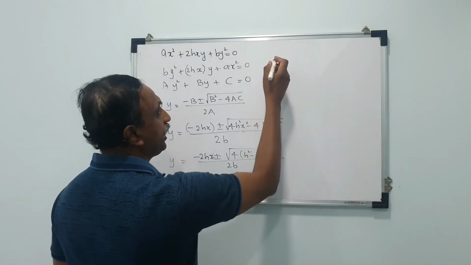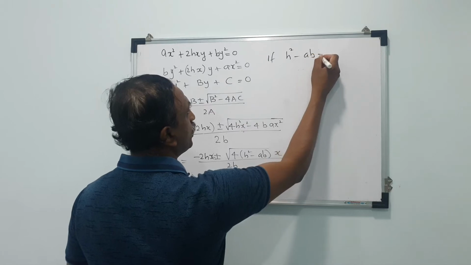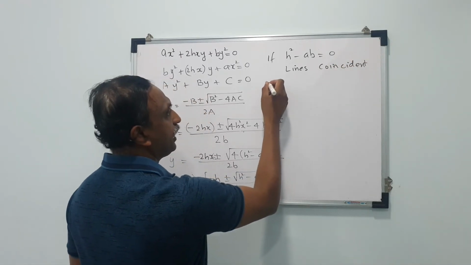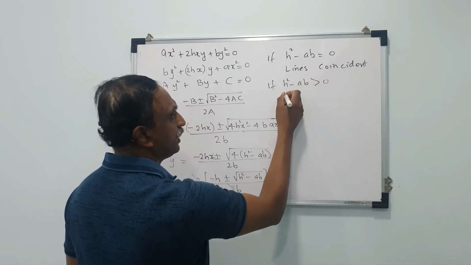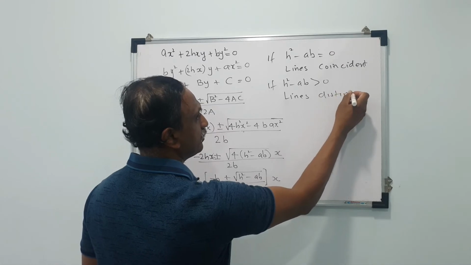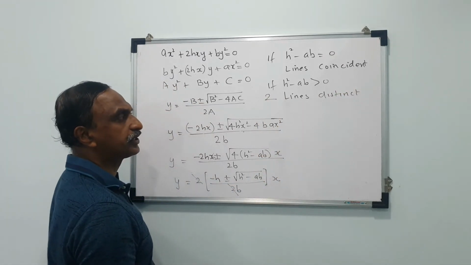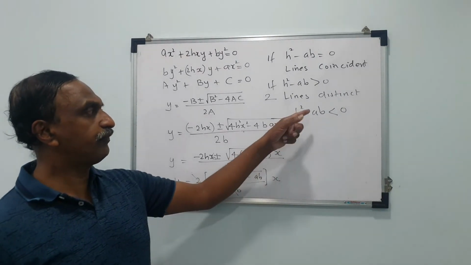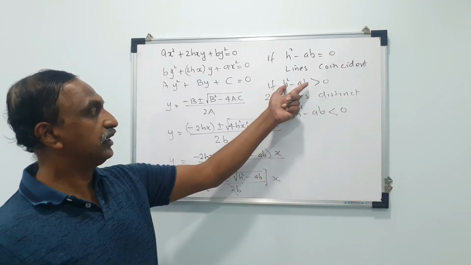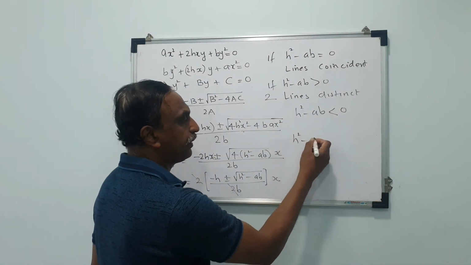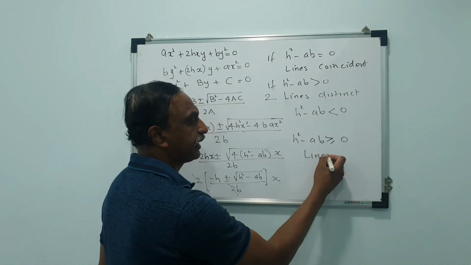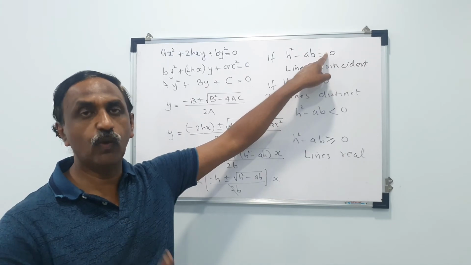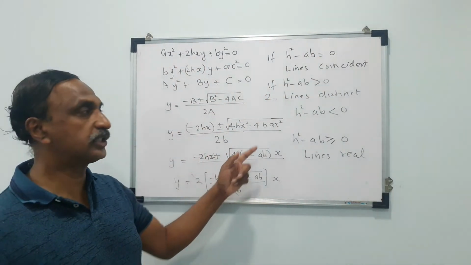So here is the condition. If h square minus ab is 0, we get coincident lines. If h square minus ab is greater than 0, the lines are distinct, and there will be two distinct lines. And if h square minus ab is less than 0, then the lines would be imaginary. So if they ask you, what is the condition for lines to be real? Both of these two together, that is h square minus ab greater than or equal to 0, the lines will be real. You will be able to visualize the line. When h square minus ab equals 0, you will be able to visualize only one line when we plot the graph of this type of equation. So this is a very important point to note.